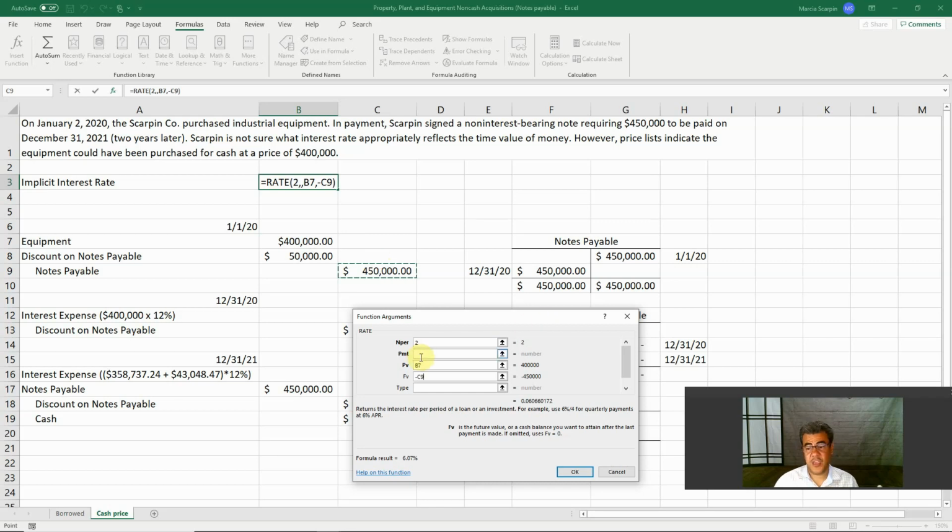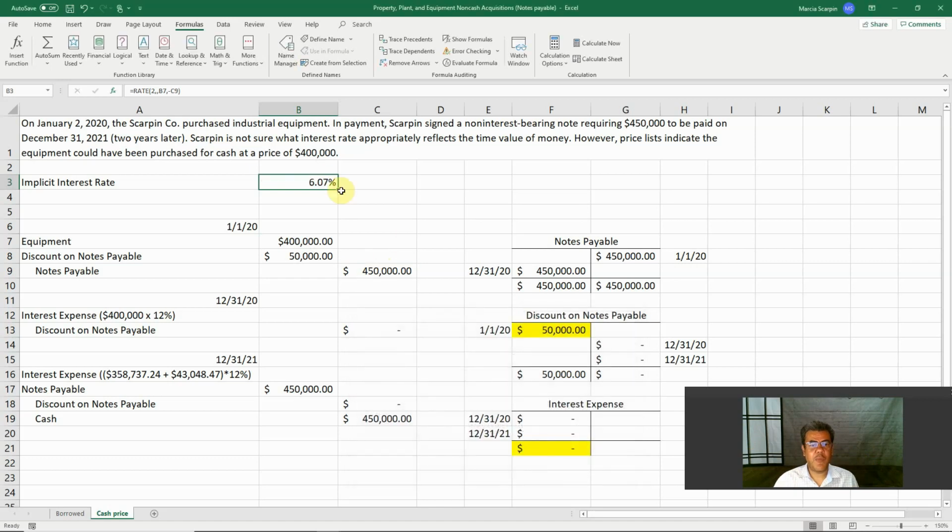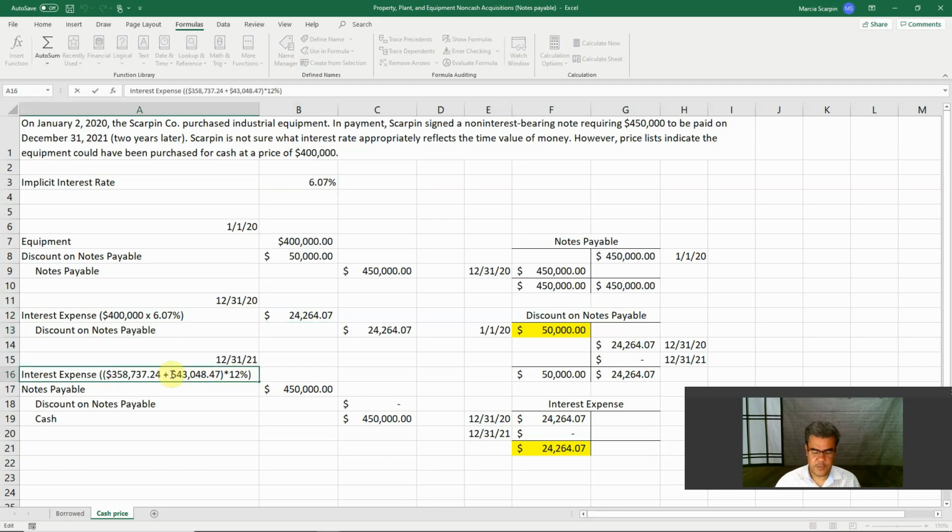Why? And we can think it. We are receiving the money now, we are paying the money later. So our rate will be 6.07. So the interest expense will be times 6.07. So equipment times our implicit interest rate. 24. We are paying less interest here. And let's do here 400,000 plus 24, because we have a discount instead of a premium.